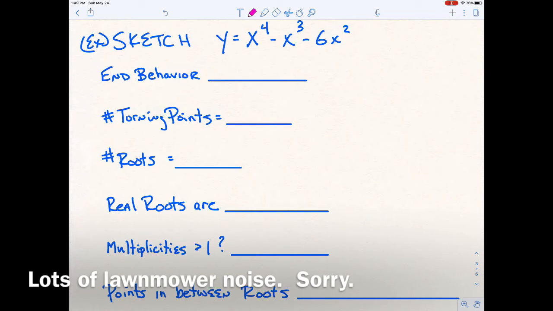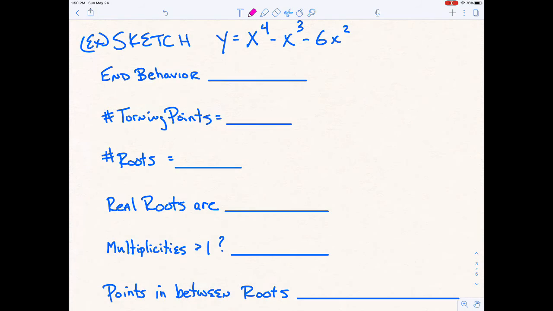First and foremost, I notice end behavior. I see an exponent that is even. That means I'm going to be going the same direction, either up, up, or down, down. And I notice that my coefficient is positive. So up, up is going to be my end behavior.